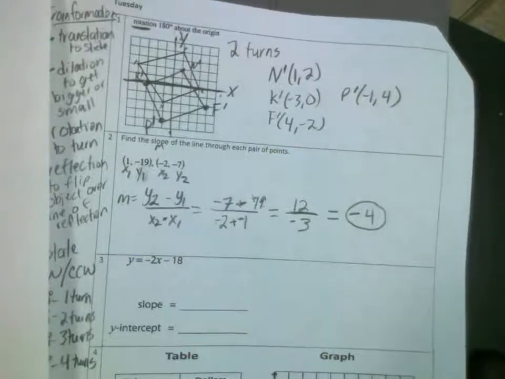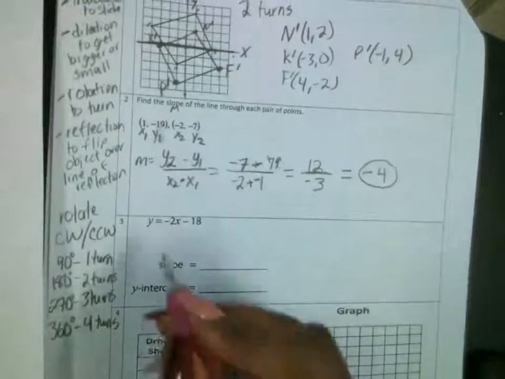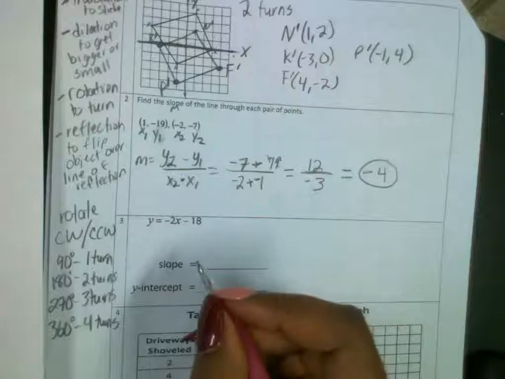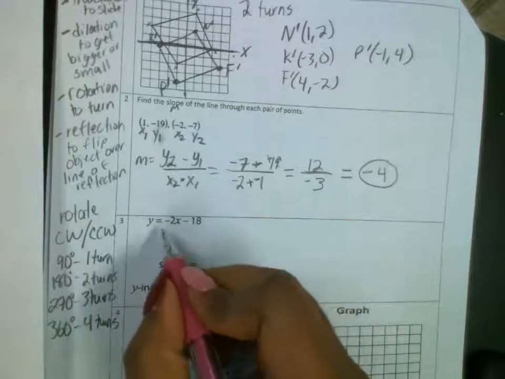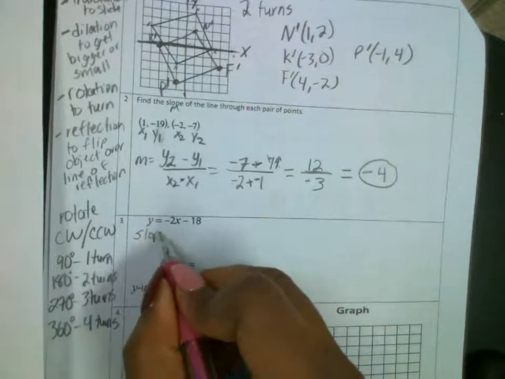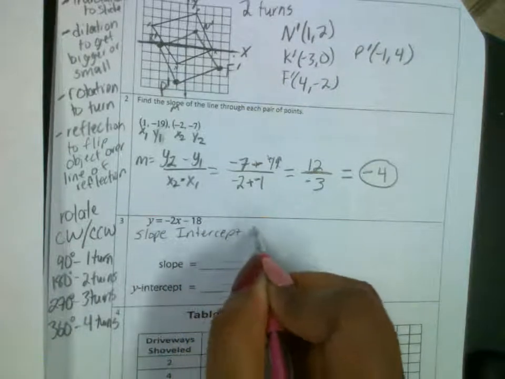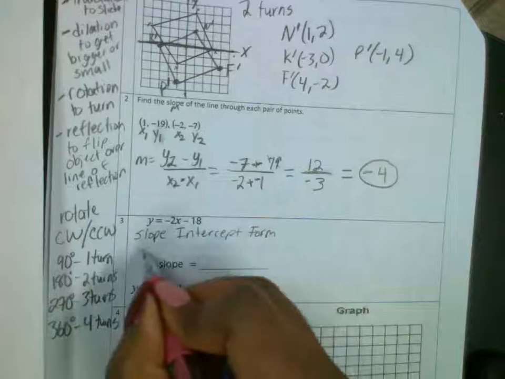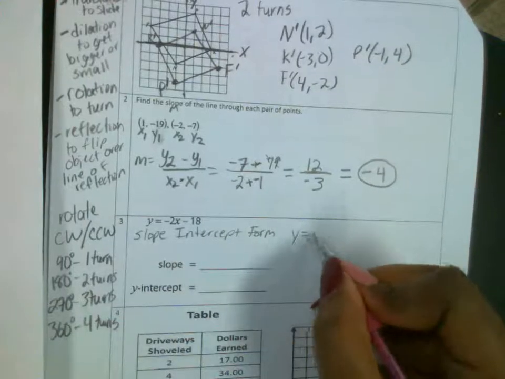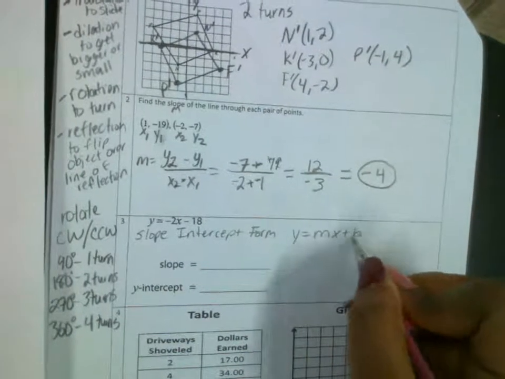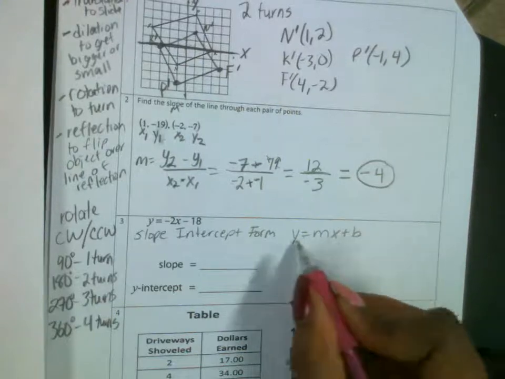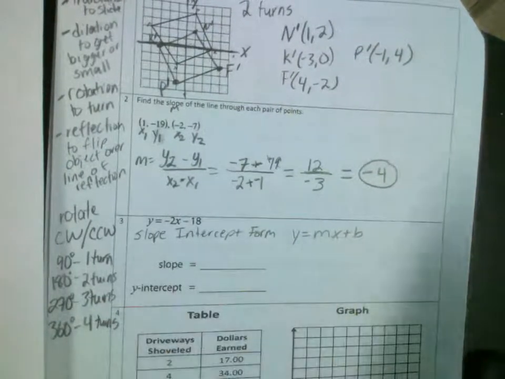Okay? All right. Let's look at this equation. Same thing we did yesterday. It has to be written in slope-intercept form. Remember we talked about slope-intercept form is how linear equations are written. Okay? And that they're written like this, y equals mx plus b. When a linear equation is written this way, it's going to automatically graph a straight line.